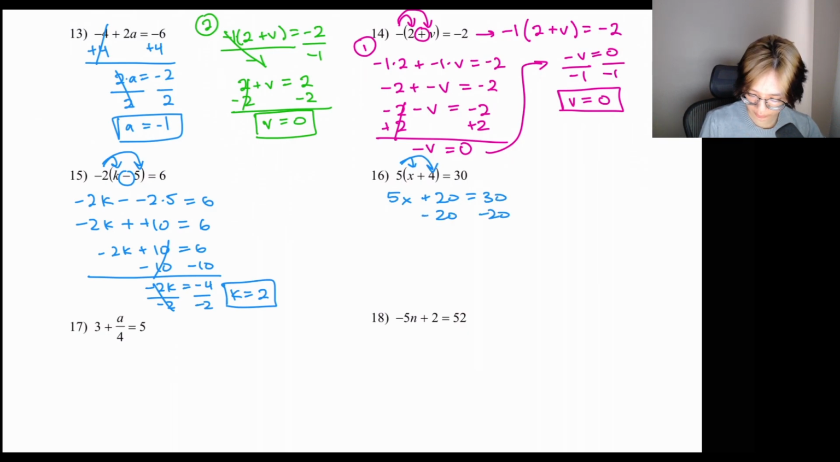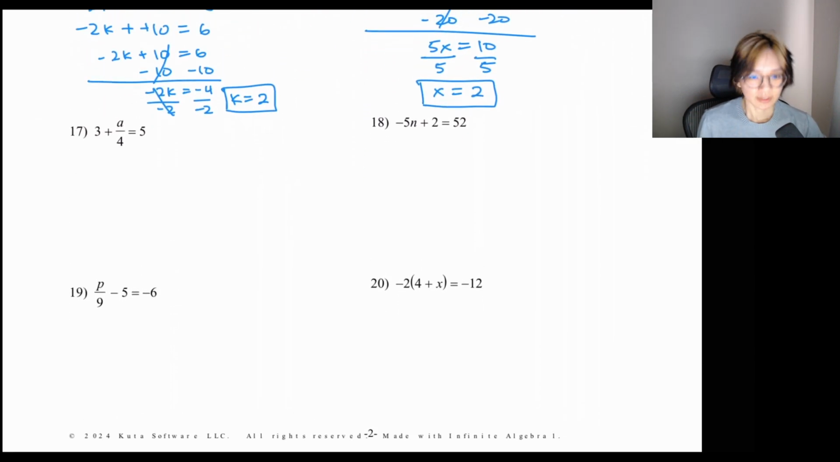Get rid of the 20 first, so those cancel out. Now we just have 5x equals 10. Divide both sides by 5, x equals 2. Last stretch. 3 plus a over 4 equals 5. We're going to subtract 3 from both sides. So those cancel out. We have a over 4 equals 2.